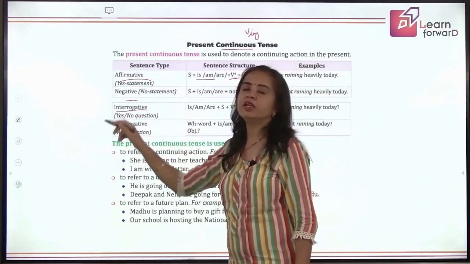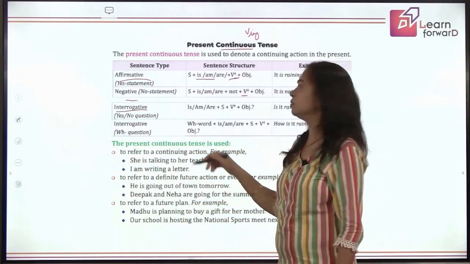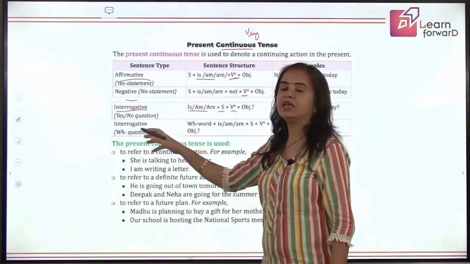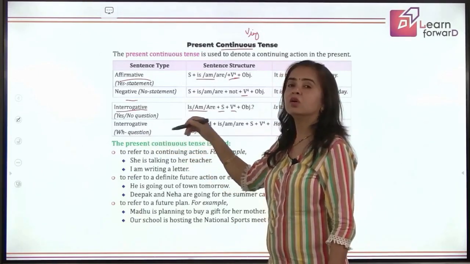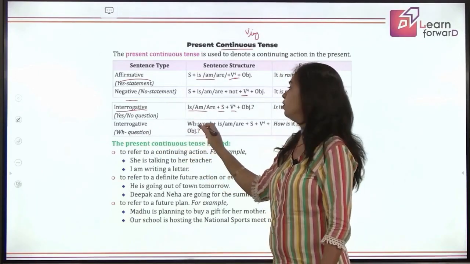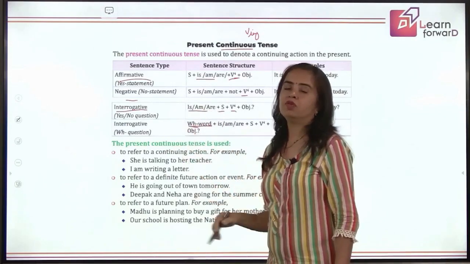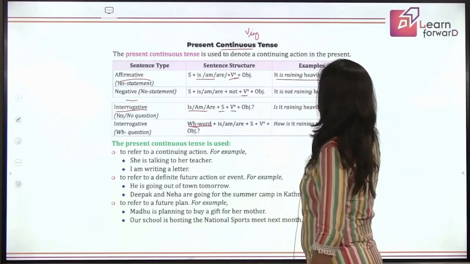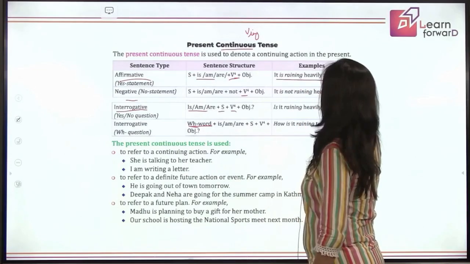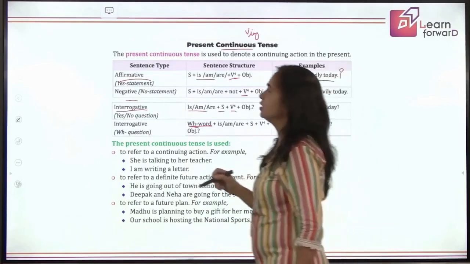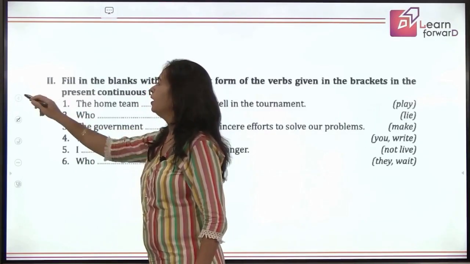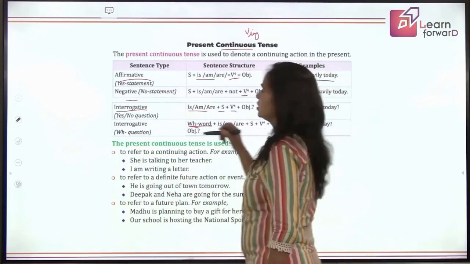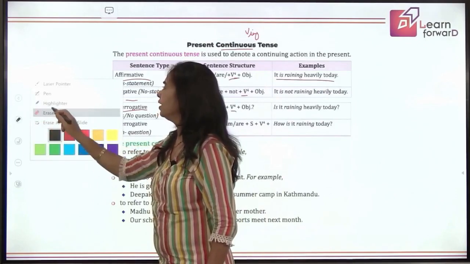Coming to interrogative, you will take your helping verb before the subject. So is, are, am, subject, then the ing form of verb. And in interrogatives of the question word type, you will write the question word before the helping verb in the beginning. Okay, like you have the example: it is raining heavily today. It's an affirmative sentence, and this is in present continuous tense.